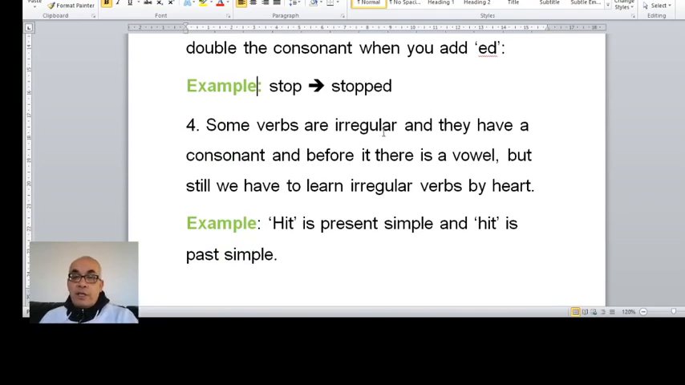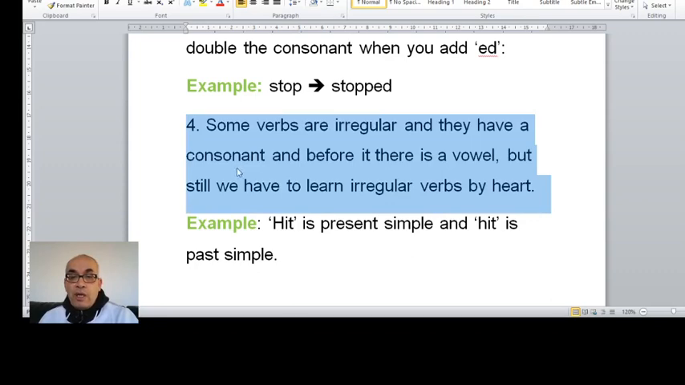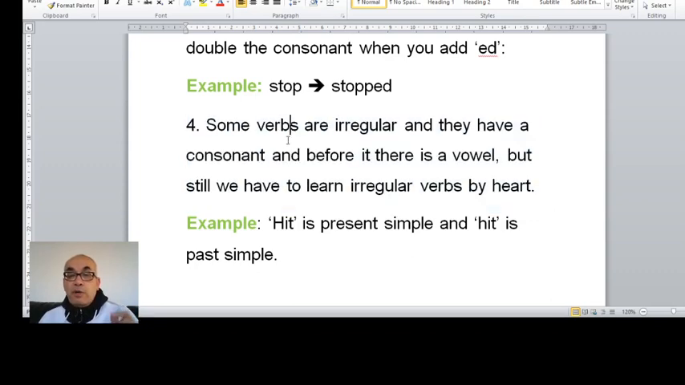Now some verbs are irregular. So hit, this is hit, is not regular. And they have a consonant. T is a consonant. And before it there is a vowel. This is i, the vowel. But still we have to learn irregular verbs by heart. So don't say, okay, I'm going to say hitted, wrong. Hit is present and hit is past. We cannot double the consonant because hit is not regular. So we cannot use spelling rule number 4. Spelling rule number 4 is only for verbs which are regular.